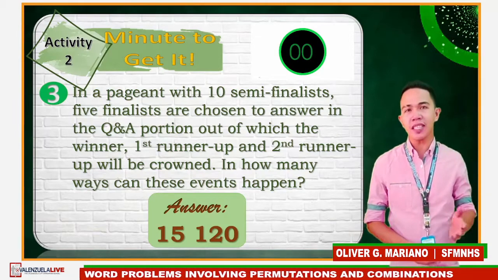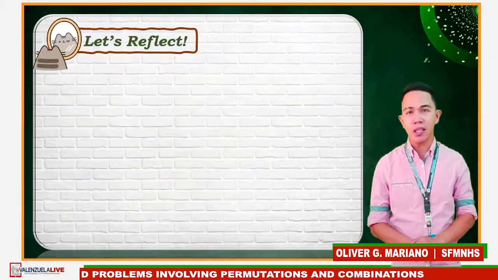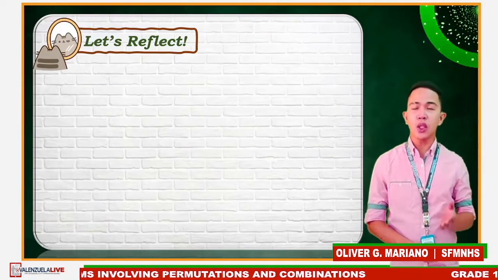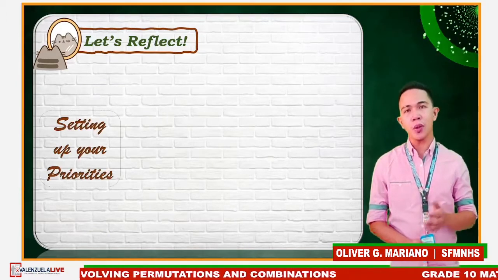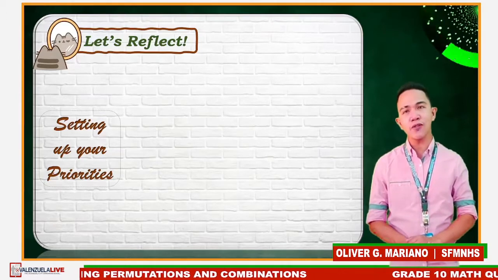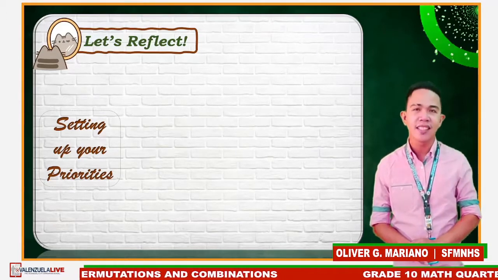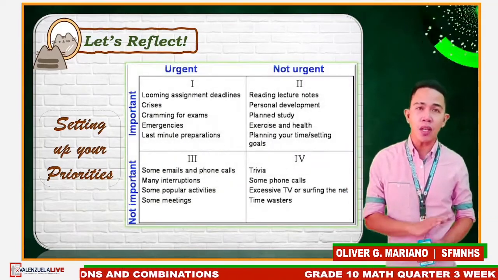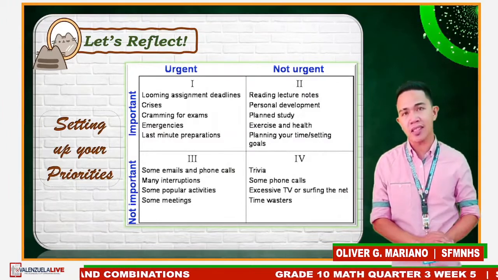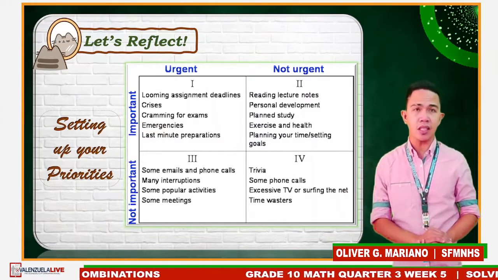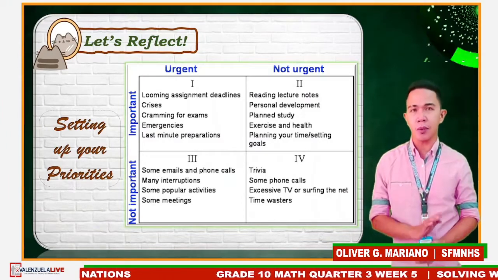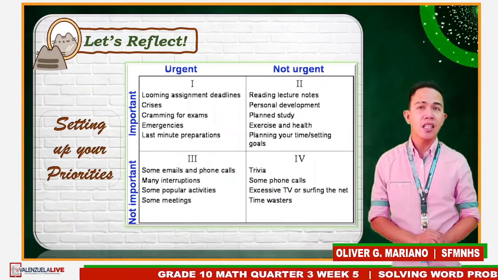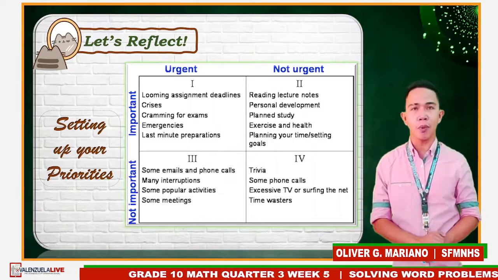Now is the perfect time to reflect on what we have learned today. As students of New Normal, you need to set up your priorities in order to successfully move to senior high school. In this table, you can see that your tasks or activities may either be categorized as urgent and important, not urgent but important, urgent but not important, and not urgent and not important.